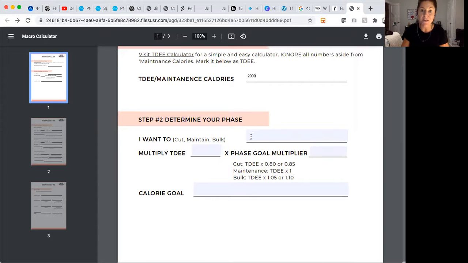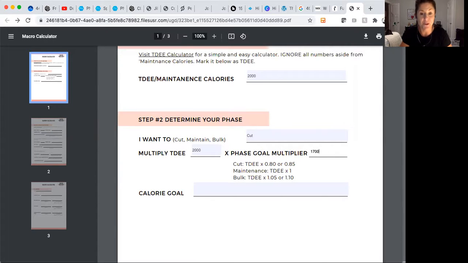So depending on what phase you want, many of us are going to choose cut because we want to lose weight if we are here. Then you want to take your TDEE. So remember, 2,000 calories. And because I'm going to cut, I'm going to multiply my TDEE times 0.8 or 0.85. Okay, this is 80% or 85% of our calories that we should be taking in at maintenance phase, but we're just cutting them down by 15 or 20%. Does that make sense? So I'm going to times mine by 0.85, and I'm going to get 1,700.